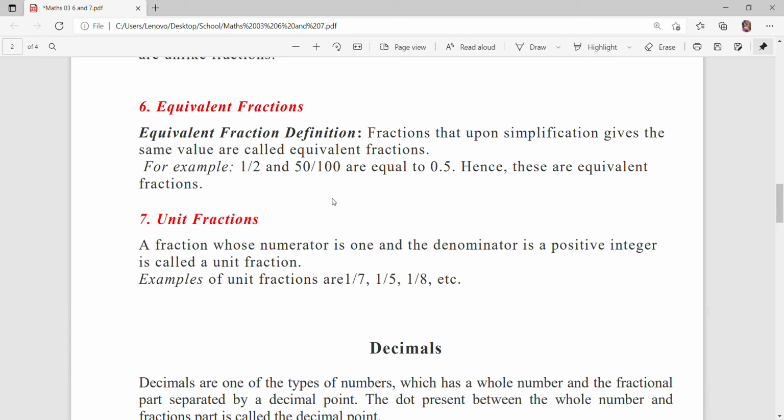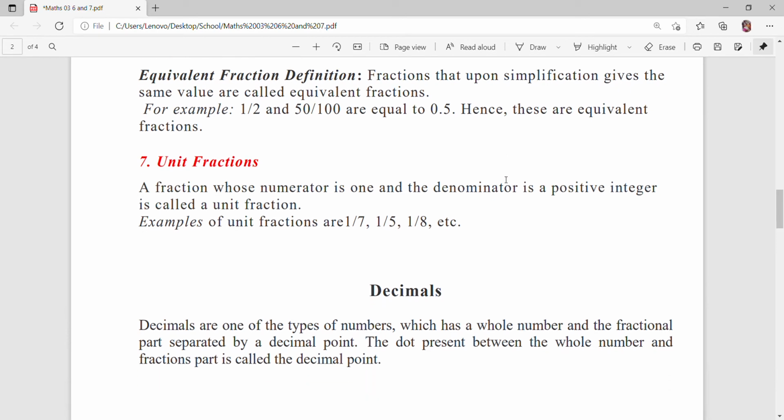Here, see that 1 by 2 is there. If we divide 1 by 2, we get the answer 0.5. If we divide 50 by 100, we get the answer 0.5. So that fraction is known as an equivalent fraction. This is not necessary for your syllabus. Just hold on to the knowledge itself, okay? Hence these are equivalent fractions.